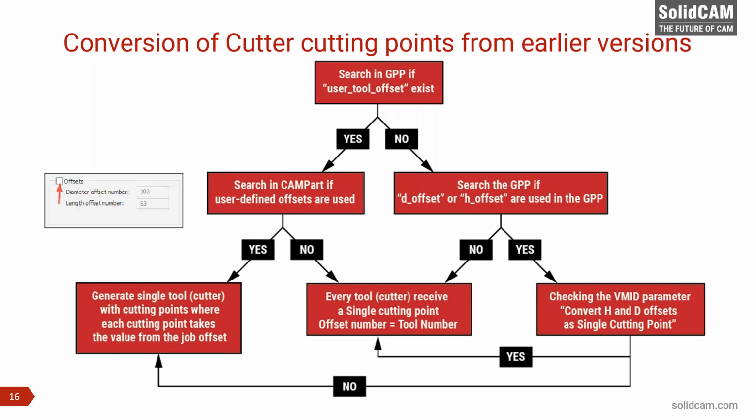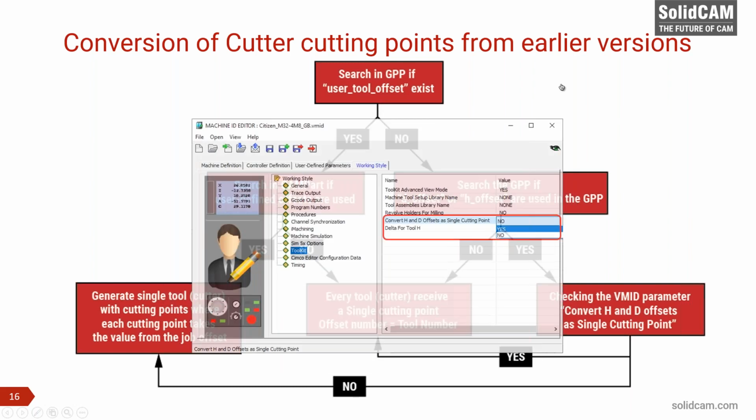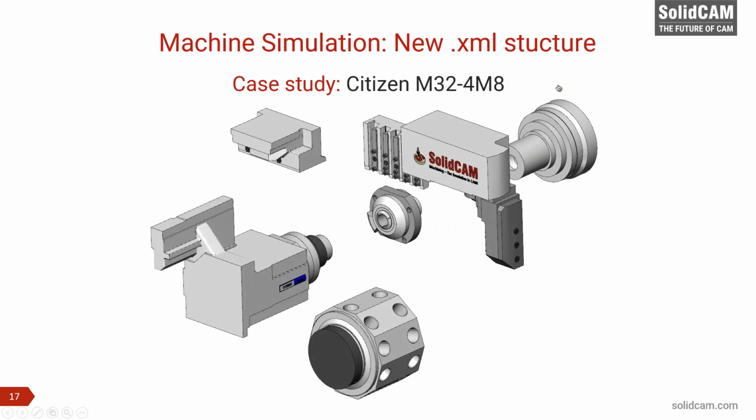And at the end, I left something very nice. The last feature that I want to show you guys is really brilliant: a new XML structure for machine simulation. I know that most of you were waiting for this, and it is now available in SP4. The case study for today is the same Citizen machine that I mentioned earlier, and I will compare the XML output in the past and today. I'll show you the advantages and disadvantages.